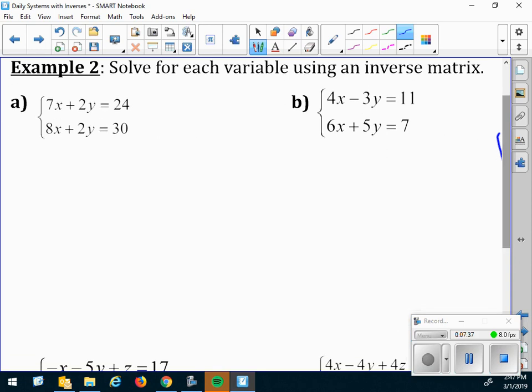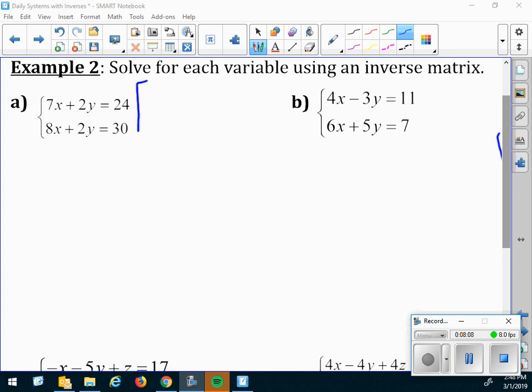Solve for each variable using an inverse matrix. I want you to write this one down at the top of your paper. Go. Now, we're going to write our matrices. So what I would suggest is that you go here to the side, maybe we can save a little room, and we're going to write our matrices. But just remember, you're going to have another problem to do.